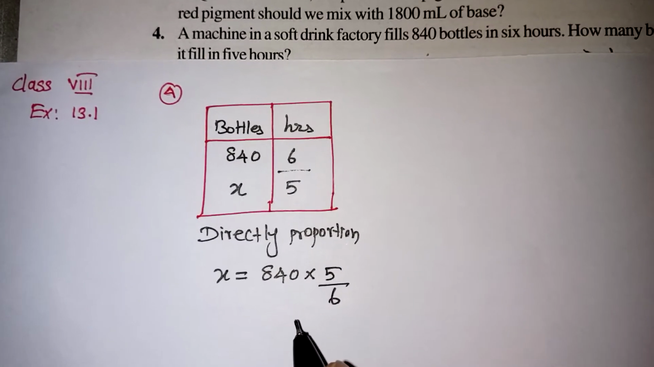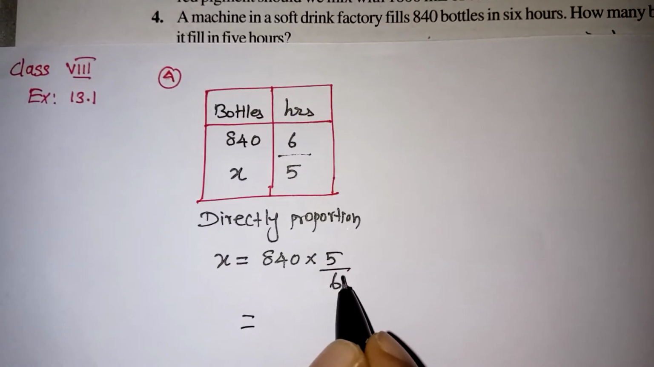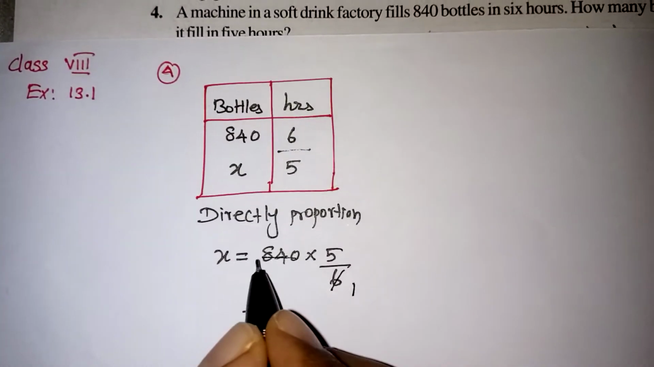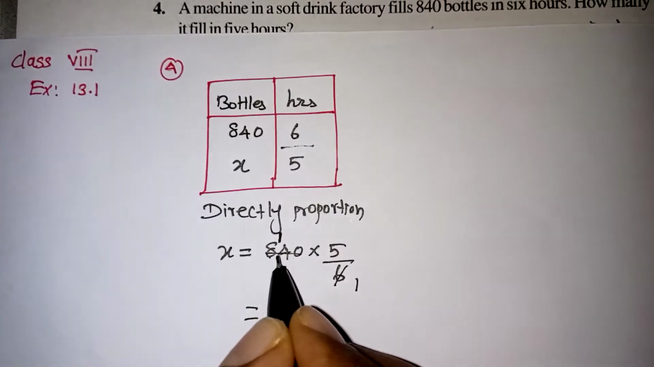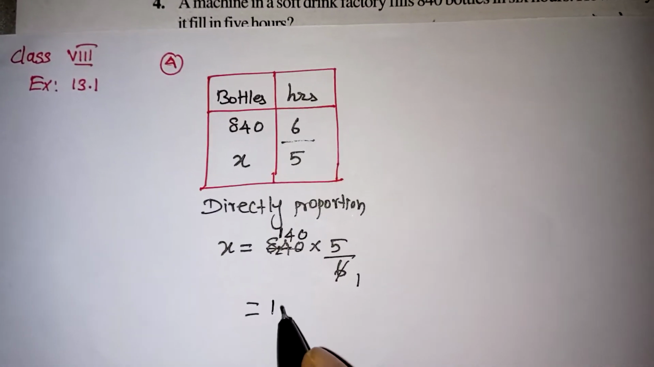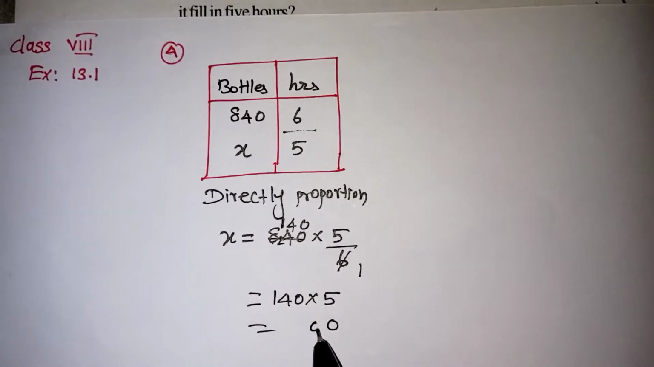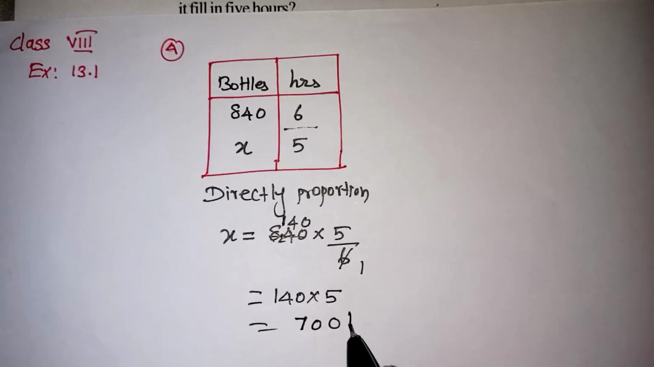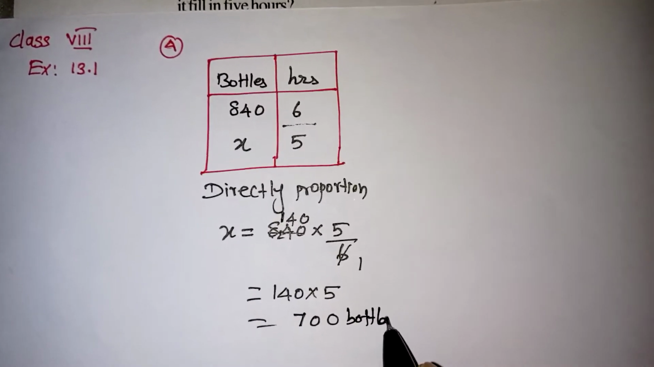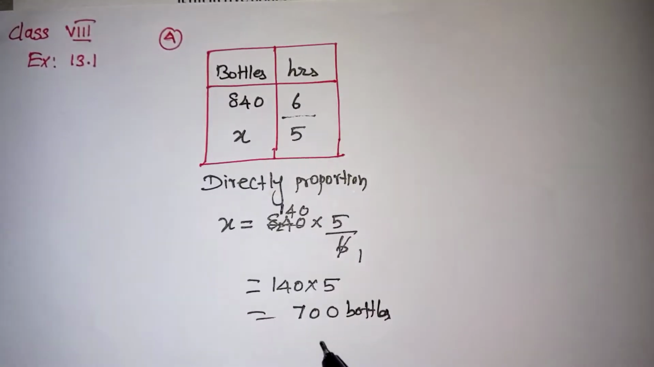Now we can cancel this by the 6 table. 1 6 are 6. In this 8 we have 1 6. Remainder 2. 4 6s are 24, 0. So 140 we are getting, 140 multiplied by 5 is 700. So 700 bottles will be filled in 5 hours. In 6 hours 840 bottles are filled. In 5 hours only 700 bottles are filled.